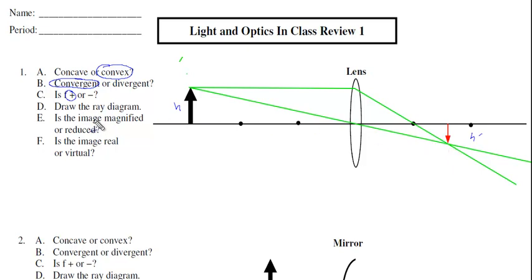Okay, so is the image magnified or reduced? This is smaller than that one, so it's going to be reduced. And is the image real or virtual? Well, it's on the real side of the lens, so it's going to be a real image. Okay, that one's kind of easy. Let's go down and look at the second one, which is a little bit harder.